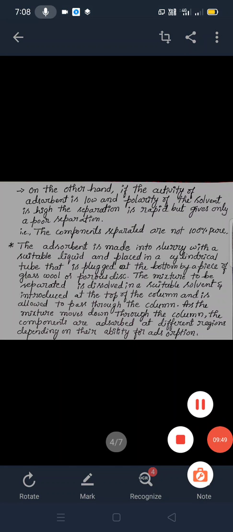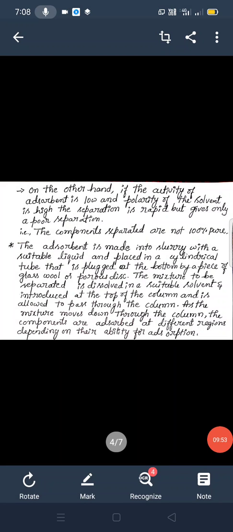And next, second one, gradient elution technique. Here gradient means gradual. Here solvents of gradually increasing polarity or increasing elution strength are used during the process of separation. For example, initially benzene, then chloroform, then ethyl acetate, and then chloroform.